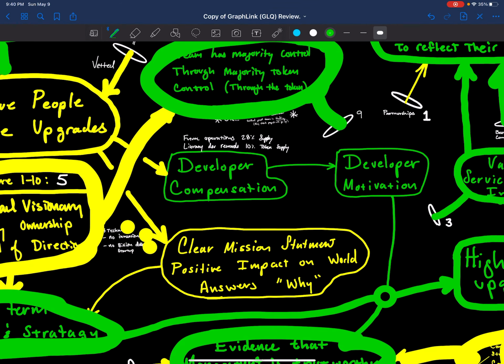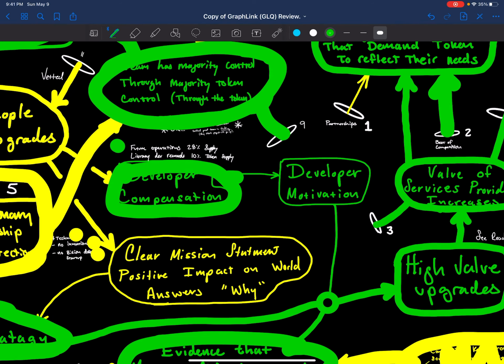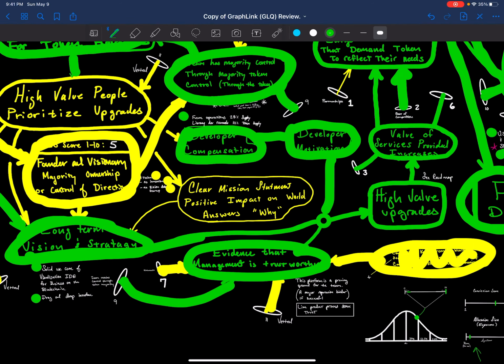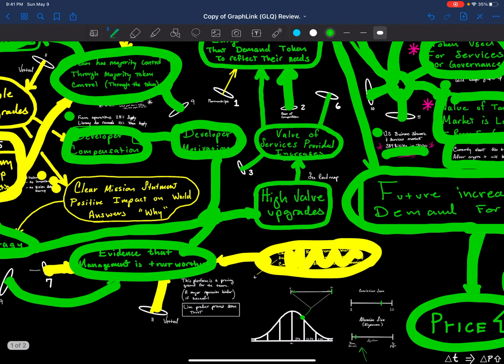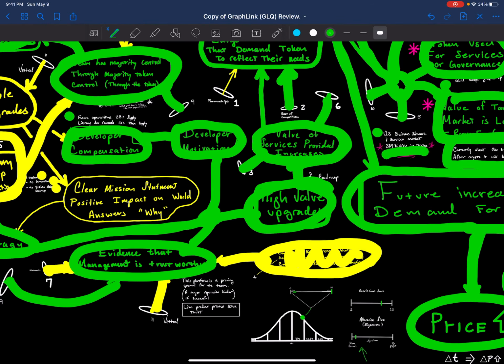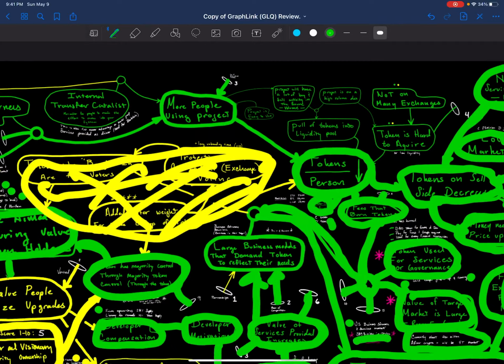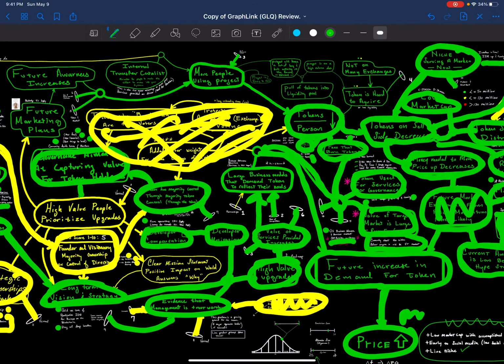Developer compensation, future operations: 28% of the supply of the token. So they have a huge compensation package for developers. Their token supply for development is existent, so they have the funds from their token ready for development. High value upgrades, I expect that to be there. You can take a look at the roadmap, and they have all these cool things coming up. So I expect the value of the services to increase over time. I expect it to get more and more valuable over time.